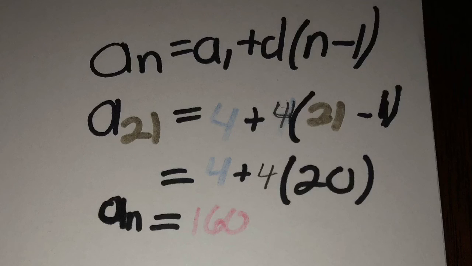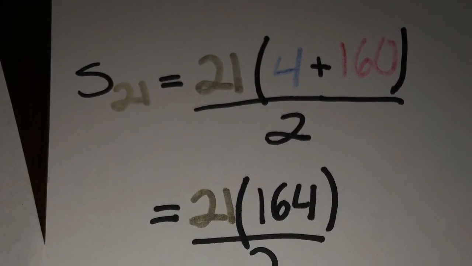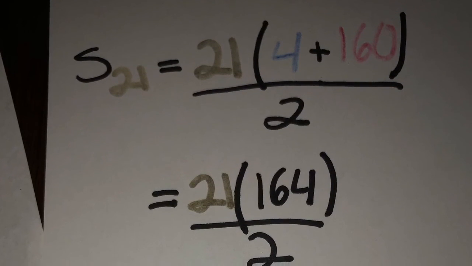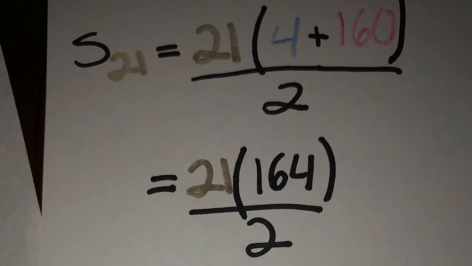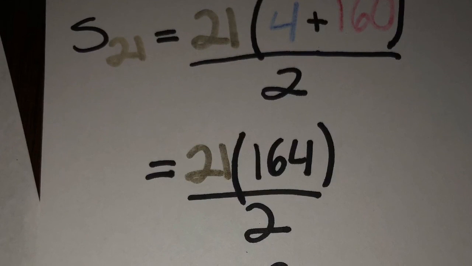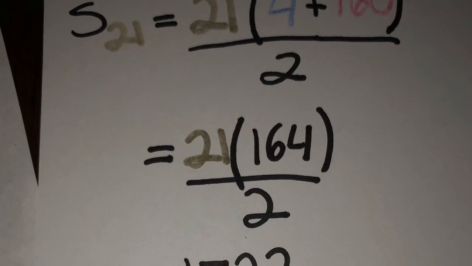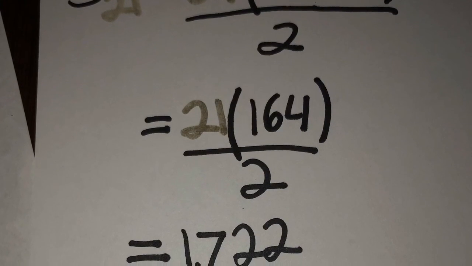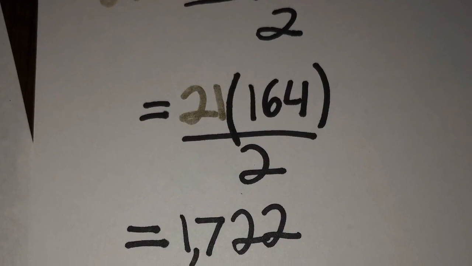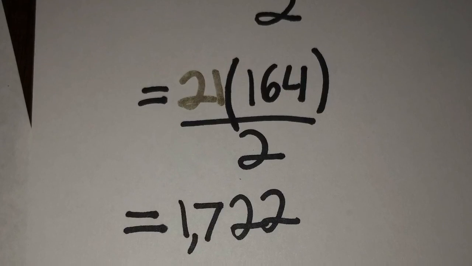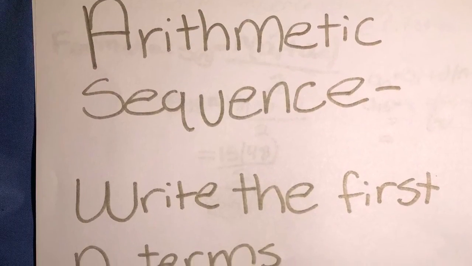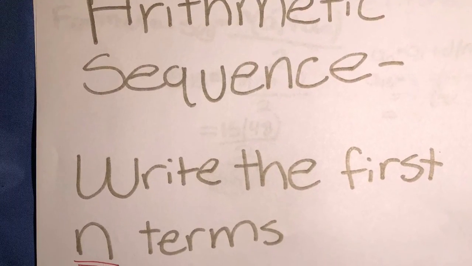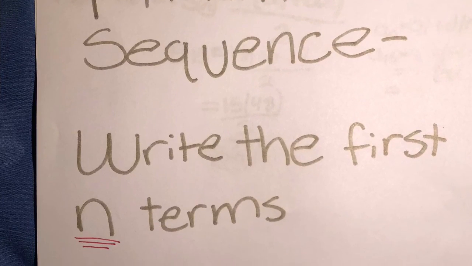After that, you plug the 160 back into An, and then you do 4 plus 160, which is going to give you 164, and you multiply 21 times 164, and then divide that by 2, and your final answer is going to be 1,722. So those are the two formulas used to find the sum of the first n terms of an arithmetic sequence.